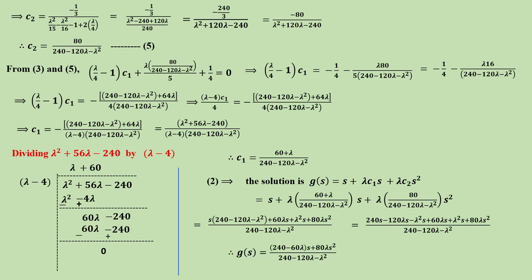So that is equal to 240 S minus 120 lambda S minus lambda square S plus 60 lambda S plus lambda square S plus 80 lambda S square divided by 240 minus 120 lambda minus lambda square. Therefore G of S is equal to 240 minus 60 lambda into S, right? So S term. Then remaining you are having 80 plus 80 lambda S square, right? Because S square you are having 80. So remaining minus lambda square S plus lambda square S get cancelled. So the denominator is 240 minus 120 lambda minus lambda square.